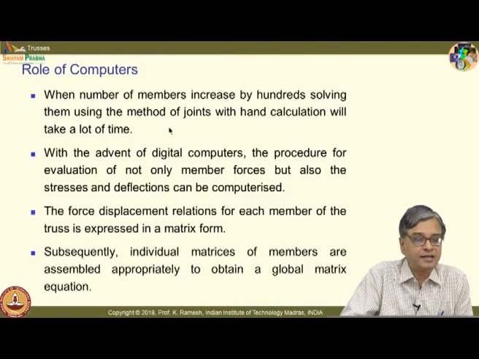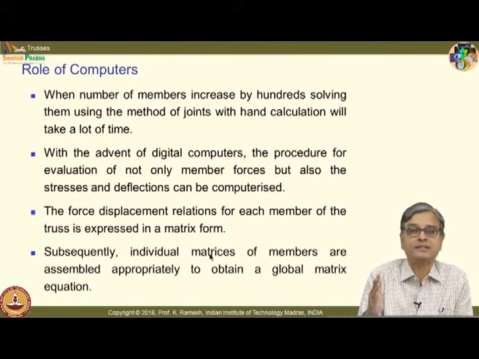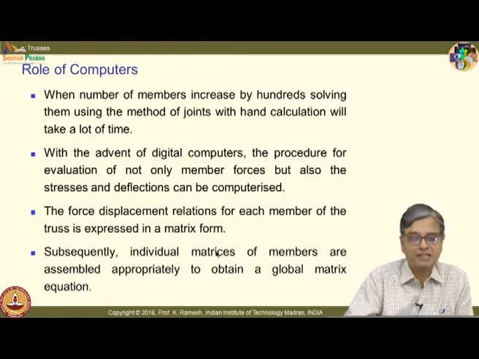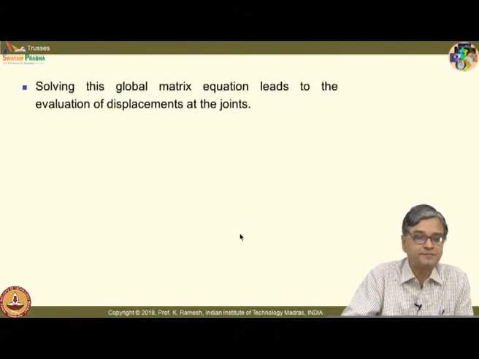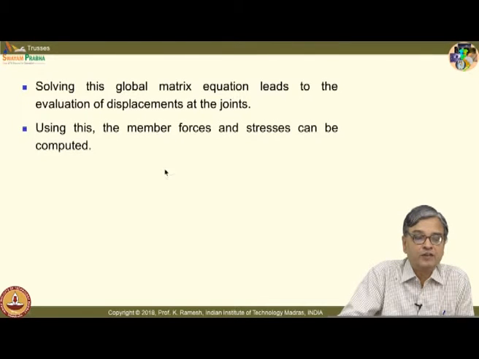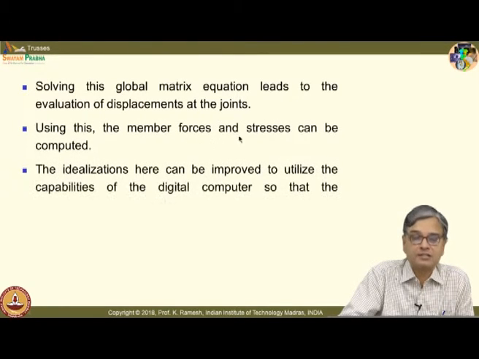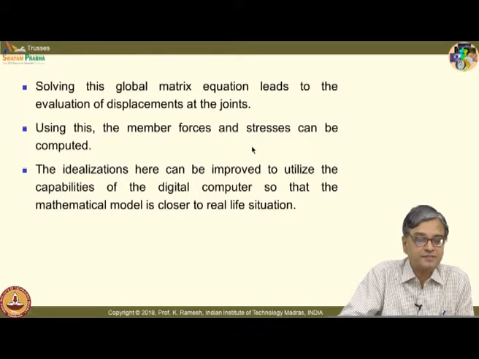What is done in computer based analysis is the force displacement relations for each member are expressed in a matrix form. Then you form a global matrix. There is a methodology called the finite element method, and you have the matrix theory of structural analysis. It was started by civil engineers, and now it is popular as the finite element method. You can solve the global matrix and get the evaluation of displacement at the joints. From the displacement, find out the member forces and also the stresses.